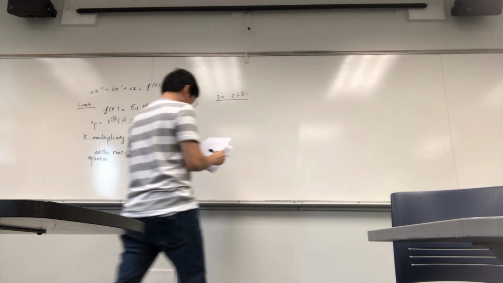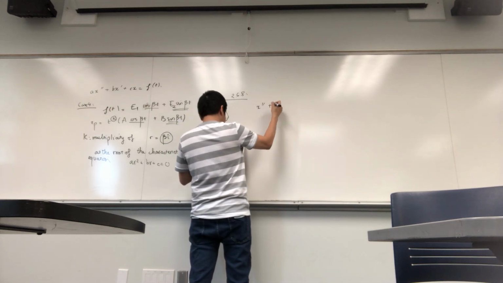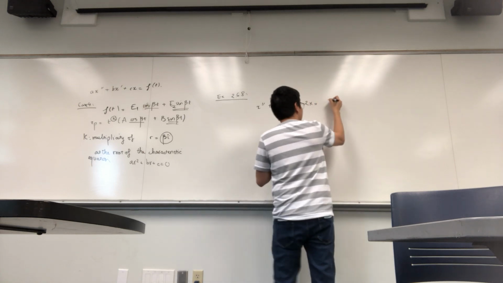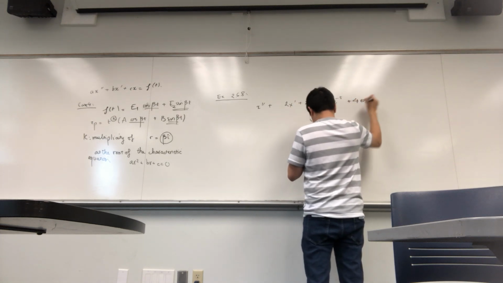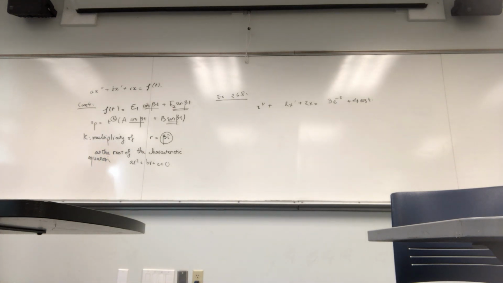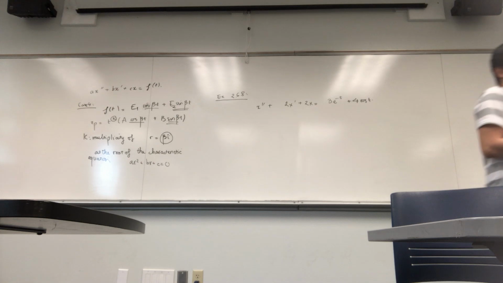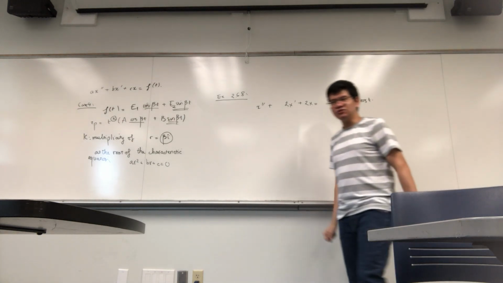In this example, we have x'' plus 2x' plus 2x is equal to 3 e to the power minus t plus 4 cosine of t. In this case, you don't have exactly what you have here, just the cosine function. You have a mix between exponential and cosine. So what should you do?